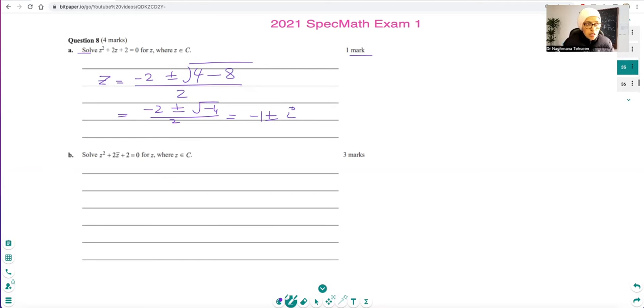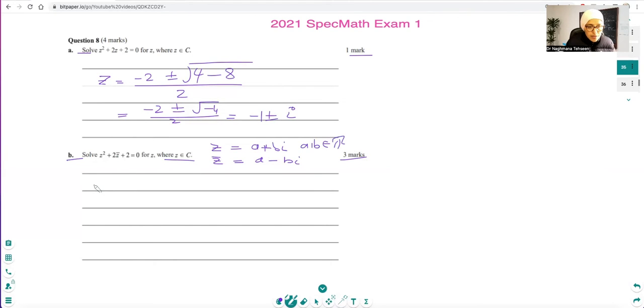Okay, so that's good. And now we have part B of question number 8, which is worth 3 marks. So this is an indication that it's going to be a bit of work. Okay, let's do that. It says z squared plus 2 z bar plus 2 equals 0, and a and b are real numbers. So let's say z looks like this, a plus bi, right? This is the standard way of writing it. And the conjugate of that would be a minus bi. And we know that a and b are real numbers.